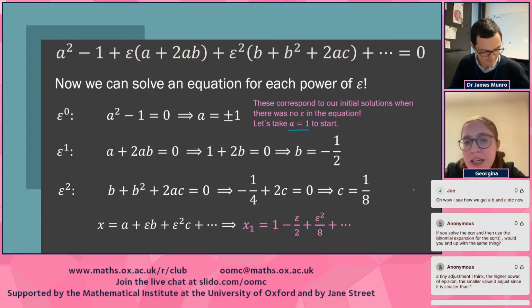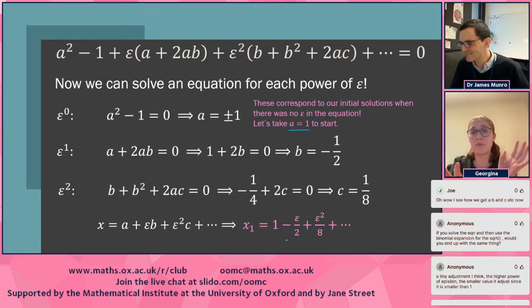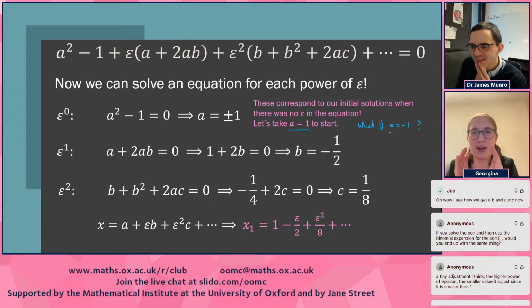So subbing in those values for a, b, and c, we get that x1 is equal to 1 minus epsilon on 2. That's what we already had. And then we know that the next level of correction is epsilon squared on 8. Now, these equations are the same for both solutions for A. So I'd be interested to know if you could work through quickly what the result would be if A equals -1. A little spoiler alert, you can use the fact that we guessed that B was -0.5 as well for the second case.